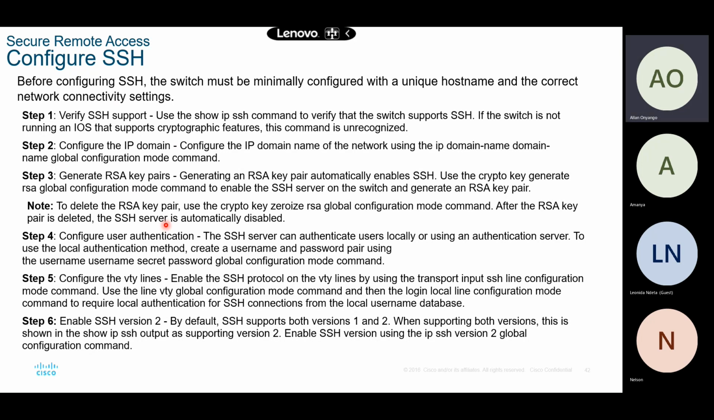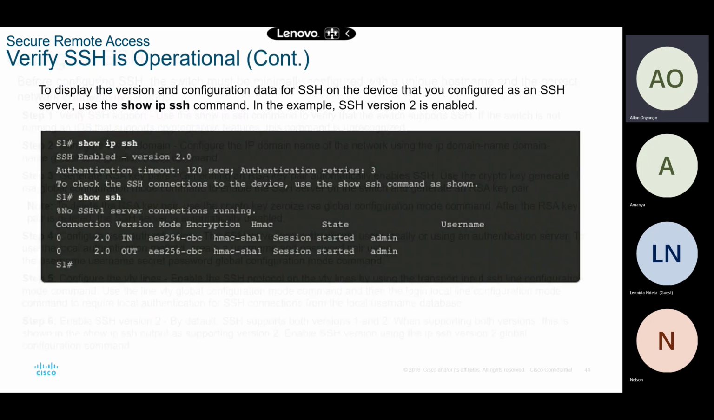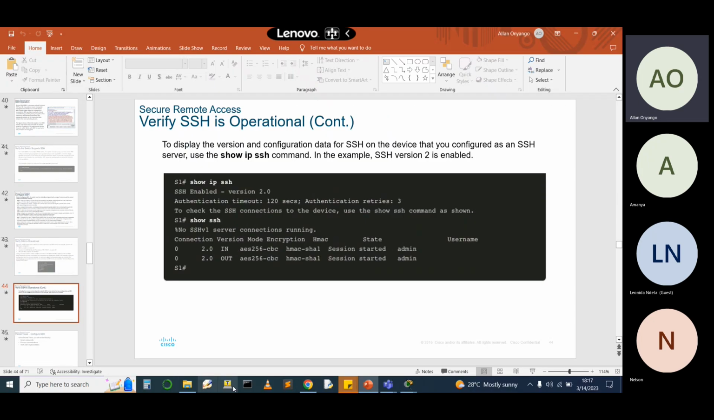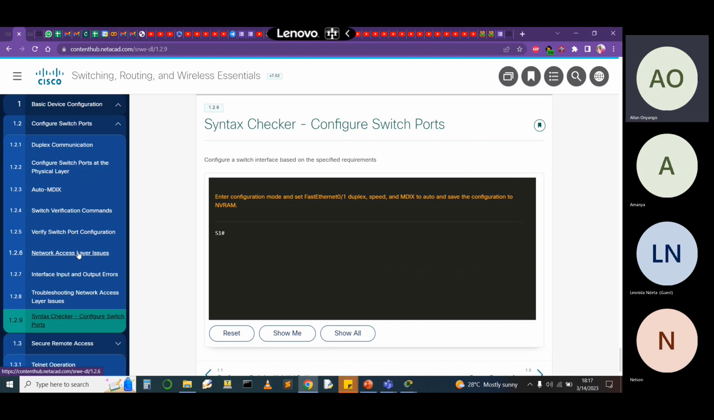You need to configure SSH within the lines, enable SSH on line VTY, and then enable the second version of SSH. So what I want to do is I would like to do that practically, so that we are not just learning things for the sake of it.